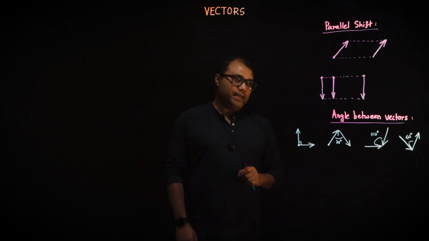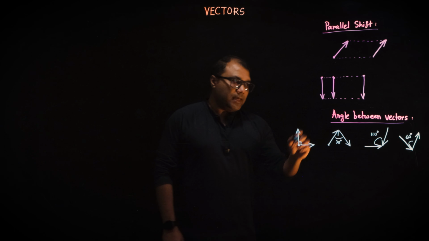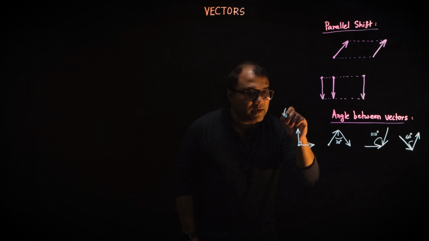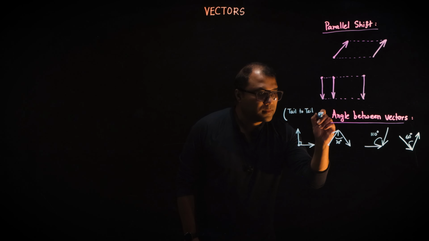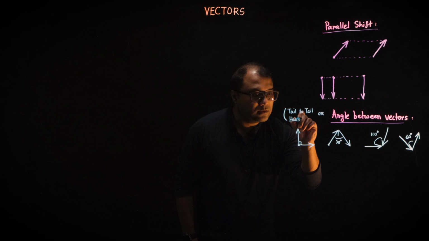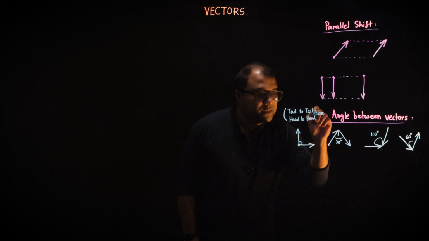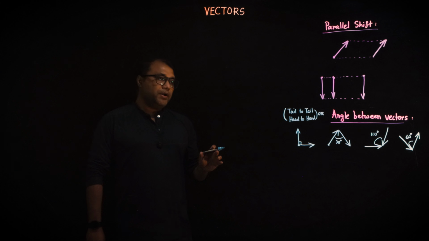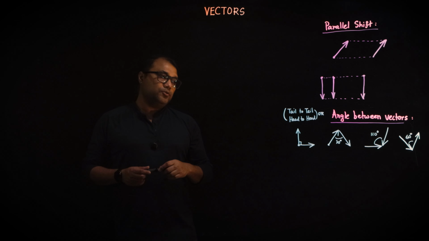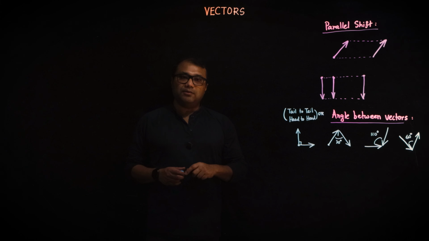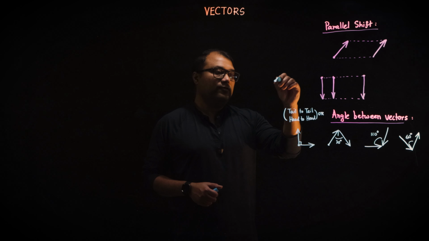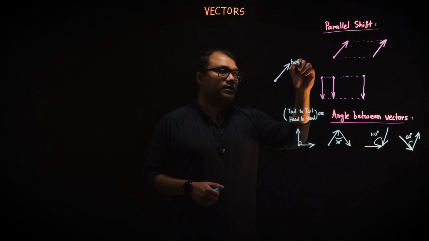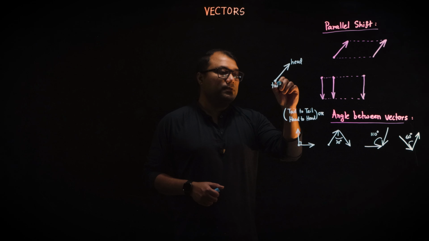There is a way how you find the angle between vectors. The angle between vectors is defined as when you connect two vectors tail to tail or head to head. After you have connected two vectors tail to tail or head to head, whatever the angle between those two vectors is defined as the angle between the vectors. Again, you remember what is tail of a vector, what is head of a vector. This is called the head of a vector and this is called the tail of a vector.